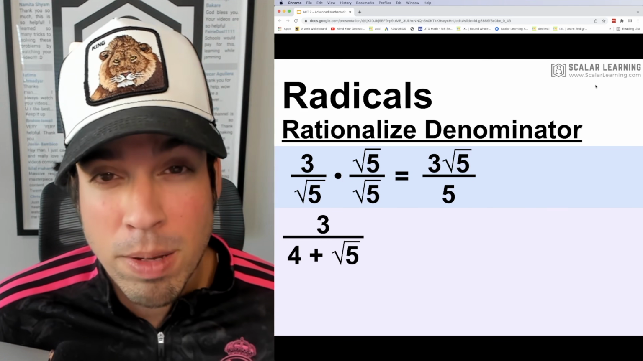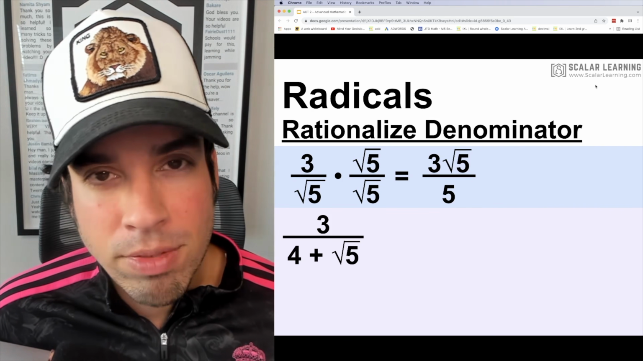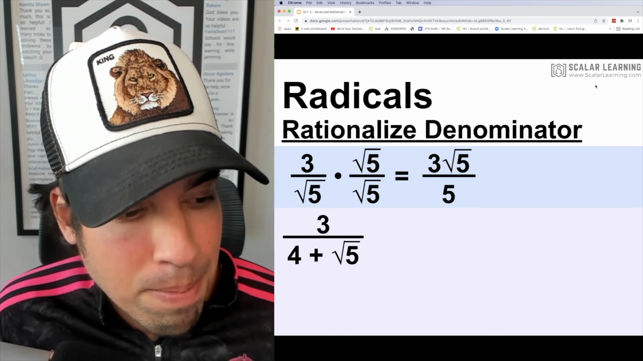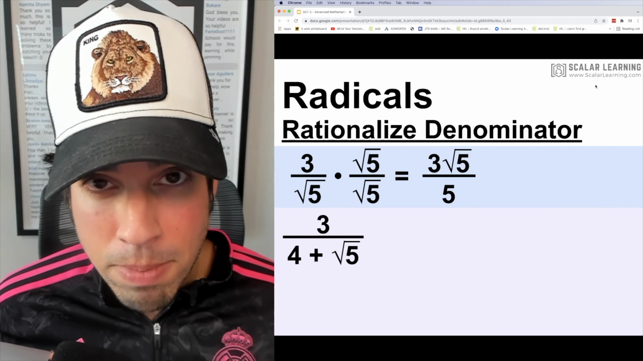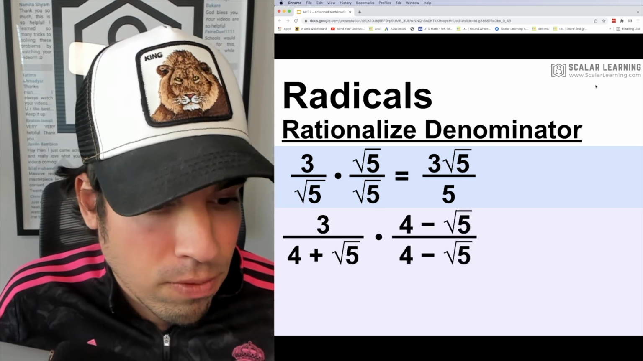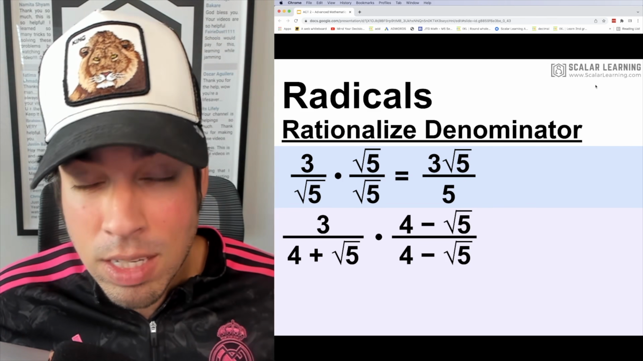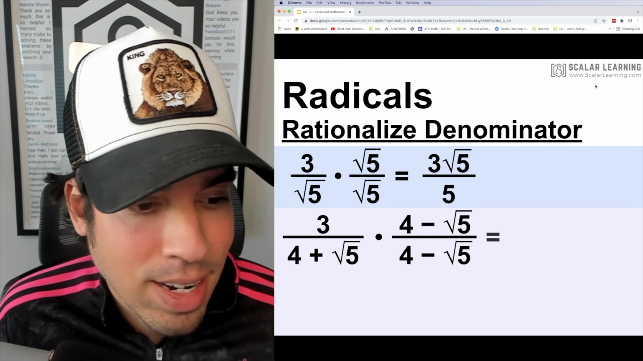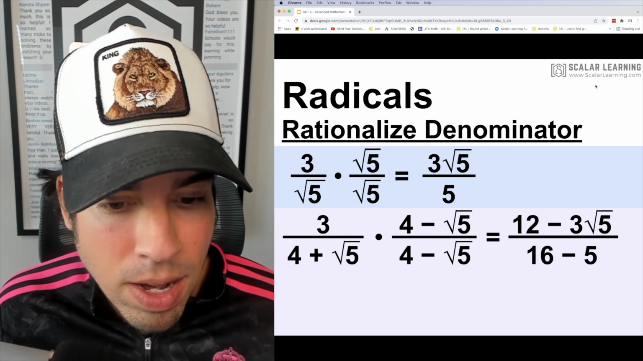If we take a more complicated example of 3 over 4 plus square root of 5, we can't just multiply by square root of 5 because we'll still get a radical in the denominator. Here we have to use something called a conjugate, so check this out. I multiply by the same thing I got in the denominator, but I switch that plus to a minus. Now, if it were a minus, I switch it to a plus. So it goes like this: 4 minus radical 5. But I have to do the top and bottom the same, obviously, because it has to equal 1. So now I multiply across, and I get on top 3 times 4, which is 12, minus 3 times radical 5, and that's it.